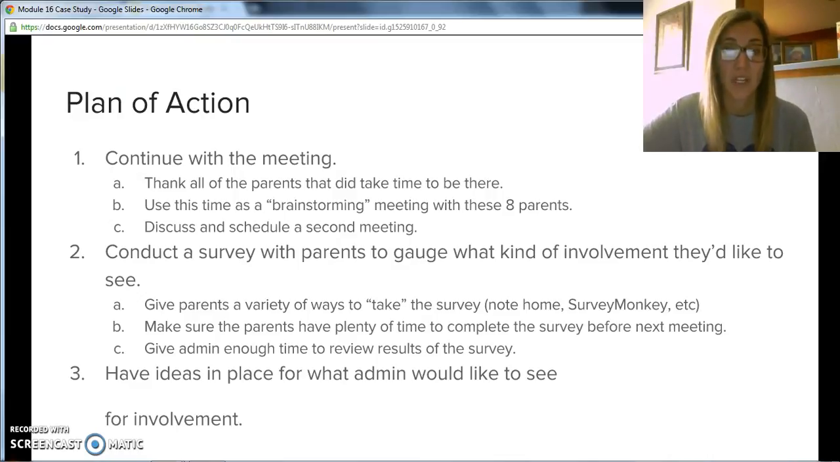I'd make sure that the parents have plenty of time to complete the survey before the next meeting, and also give administration enough time to view the results, talk them over, and see where the parents' heads are at on parent involvement before we start planning the next meeting, or what we're going to say at the next meeting. I would then have a meeting with the head principal to show him the results, and we could discuss that and come up with a plan for ourselves before the next meeting, so we can have an understanding and a plan for what we're going to tell parents is our ideas on involvement.